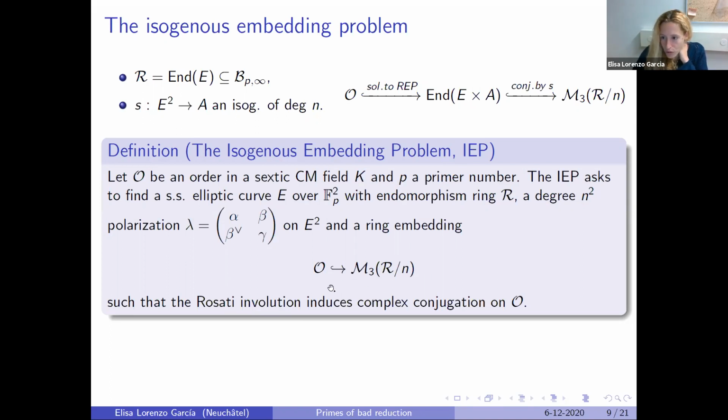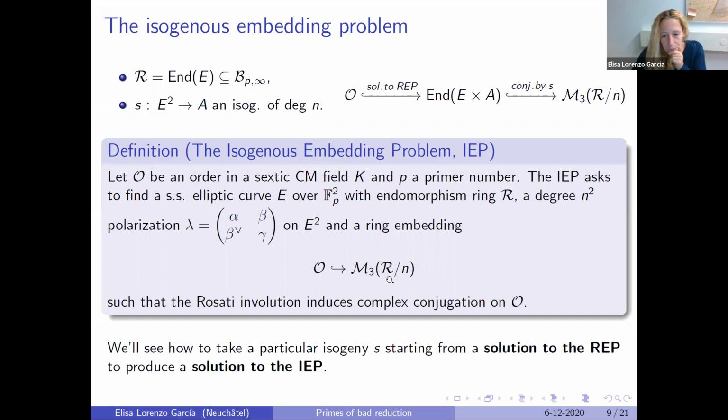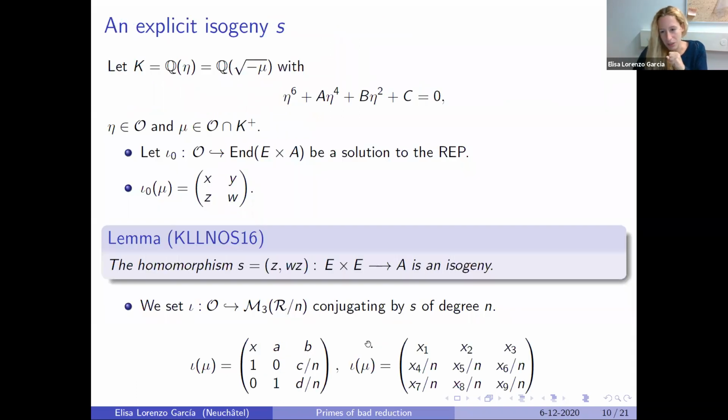Are those solutions to the IEP the ones that we're going to try to construct explicitly with an algorithm? This looks easier, right? Because now R is an order that we know, these are just matrices, so we can try to construct them. As I said, a solution to the REP will give us a solution to the IEP. So are those solutions to the IEP the ones that we want to control? For this, I'm going to fix a particular isogeny. How can I do this?